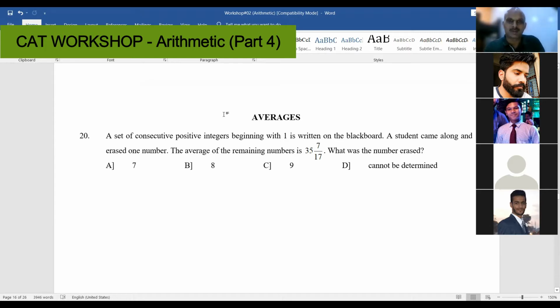Now we have a question on averages. Sir, the number of numbers is not given. No, it's not given. This was an actual CAT question asked many years ago. You have to also apply some kind of logic, and not just pure maths.